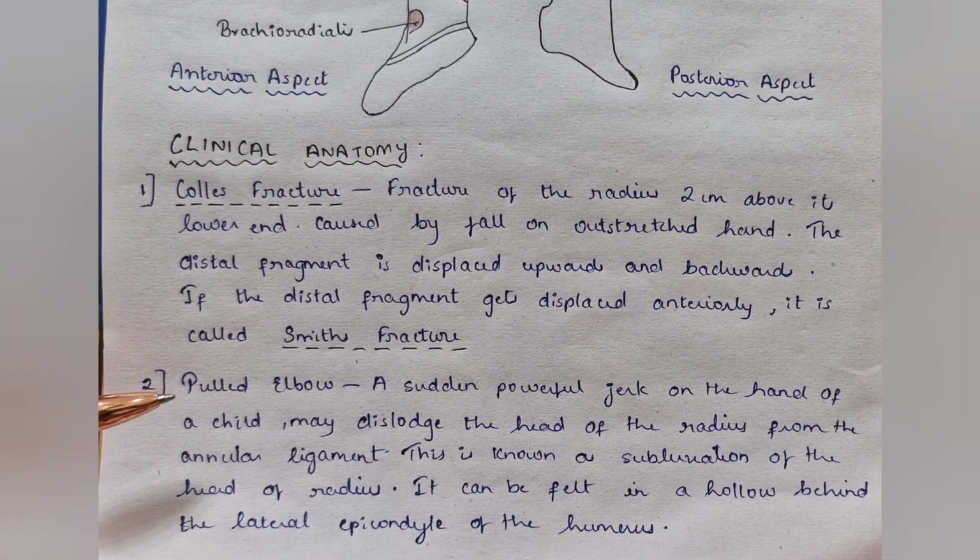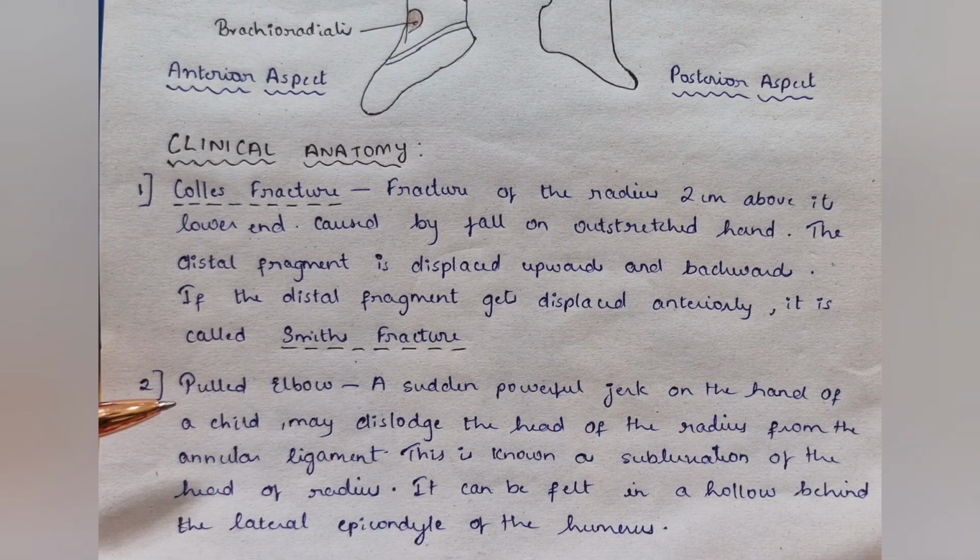Pulled elbow. A sudden powerful jerk on the hand of a child may dislodge the head of the radius from the annular ligament. This is known as subluxation of the head of the radius. It can be felt in a hollow behind the lateral epicondyle of the humerus.